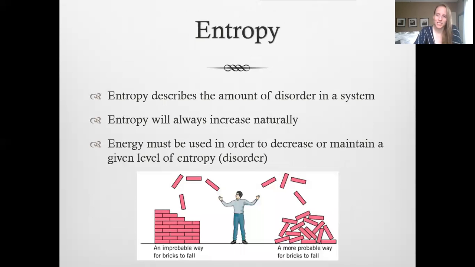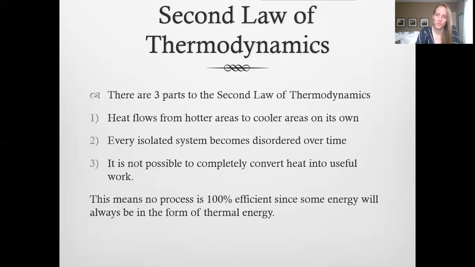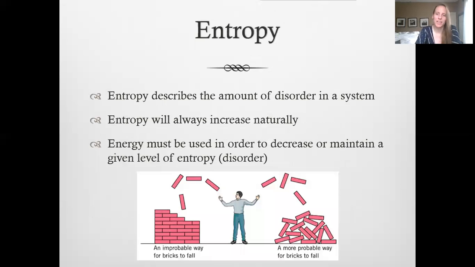So entropy has to do with that second part of the second law of thermodynamics, the part of the law that says every isolated system becomes disordered over time. Entropy is the amount of disorder in a system, and it will always increase naturally if a system is just left to its own devices. In order to maintain order or decrease entropy, you have to use energy.